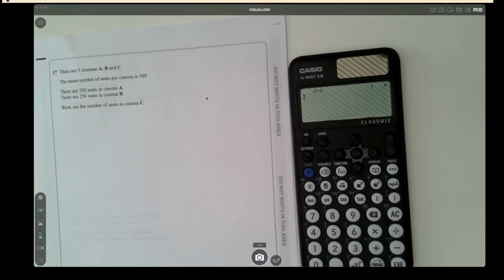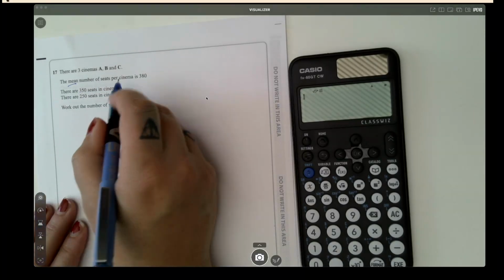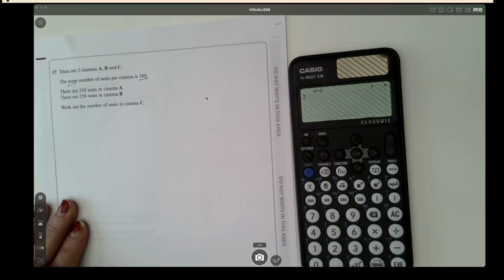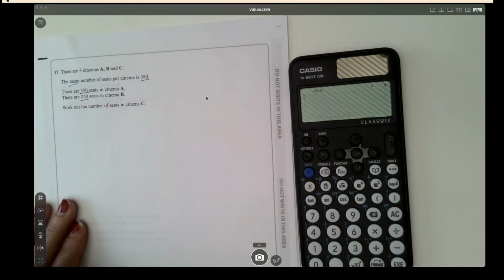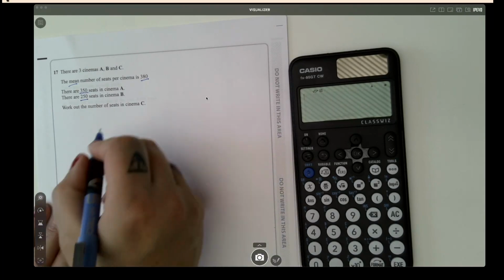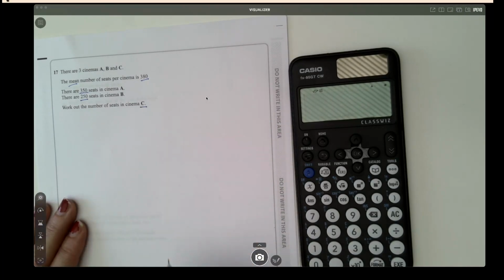Question 17. There are 3 cinemas, A, B and C. The mean number of seats per cinema is 380. There are 350 seats in cinema A, 250 seats in cinema B. Work out the number of seats in cinema C.